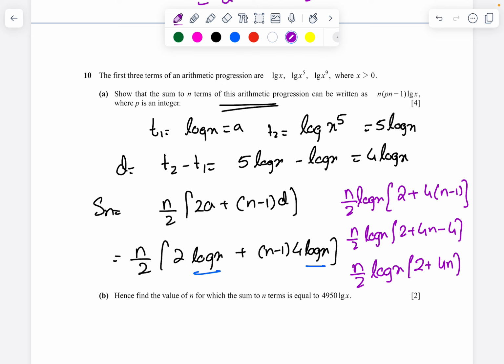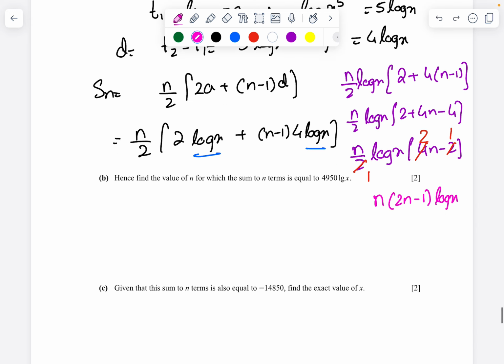So it's going to be n upon 2 log x times (4n minus 2). Then we can cancel: 2 times 1, 2 times 2, 2 times 1. So my final answer is going to be n times (2n minus 1) times log x. That's going to be the final answer. Hence find the value of n when the sum of the n terms equals 4950 log x. So n times (2n minus 1) log x equals 4950 log x.